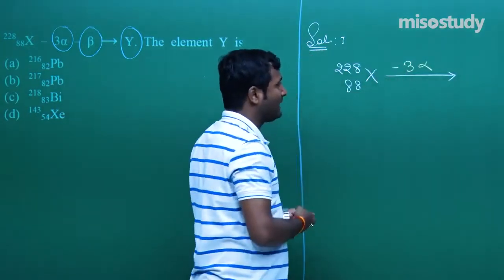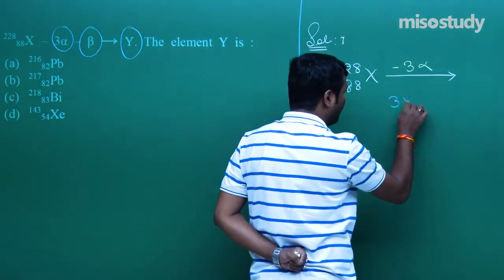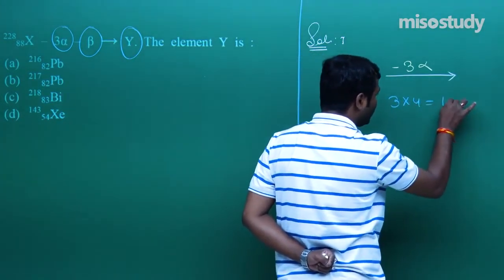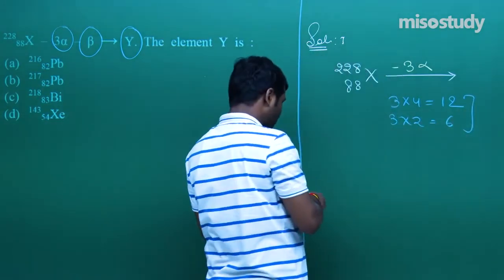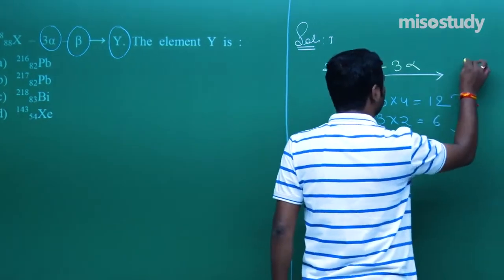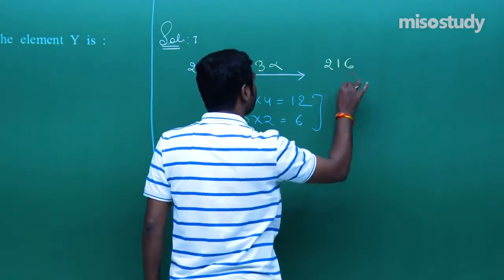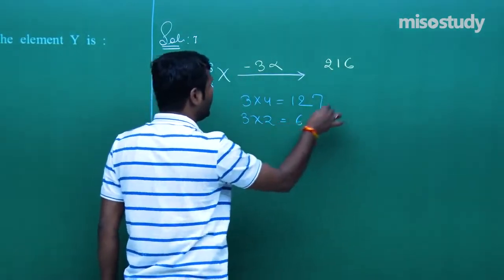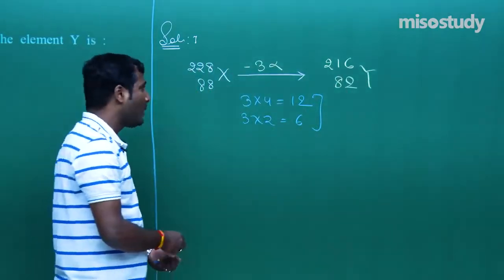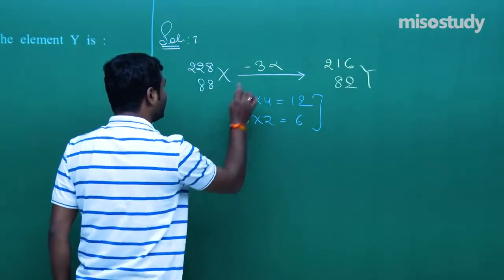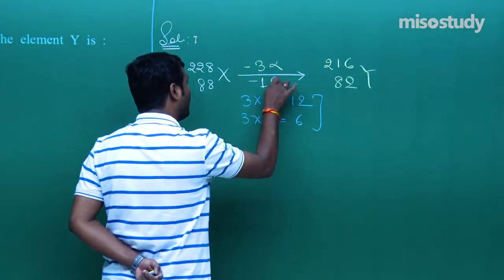If there is an emission of 3 alpha particles, then the new element will have mass number decreased by 12 and atomic number decreased by 6. So the new element will have mass number 228 minus 12, that is 216, and 88 minus 6, that is 82, that is Y. This is the case. Now, not only 3 alpha, there is also one beta particle emission.